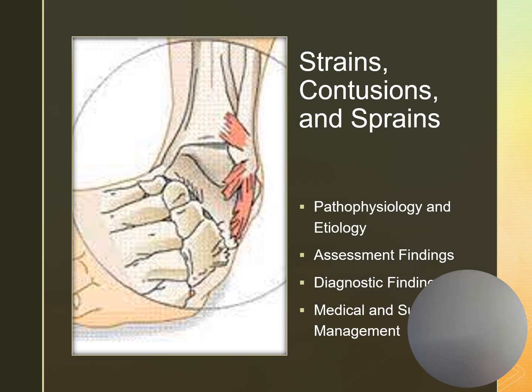A second degree strain, we have a partial tearing of the muscle or tendon, limited motion, an inability to bear weight, and ecchymosis. And a third degree strain would be severe muscle and or tendon tearing, severe pain, and loss of function.